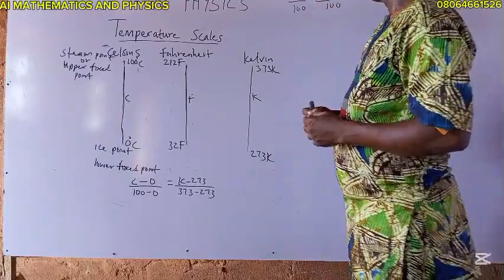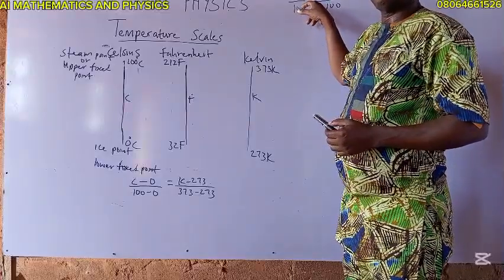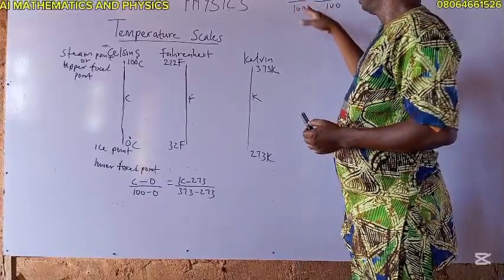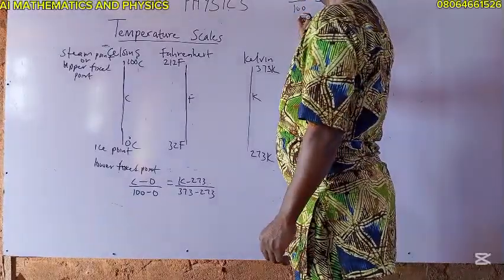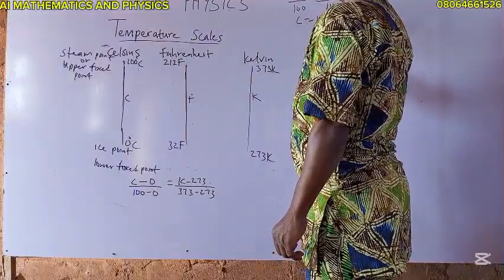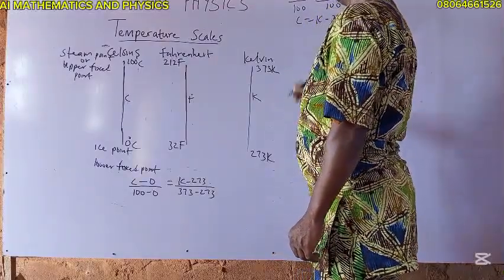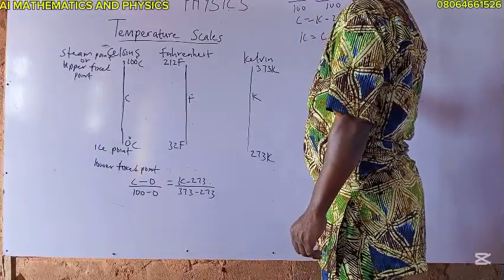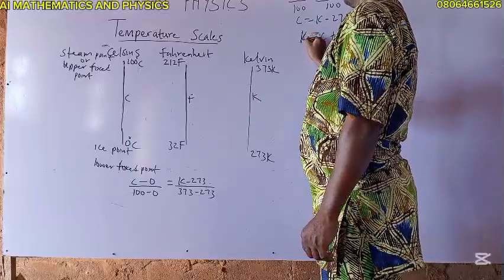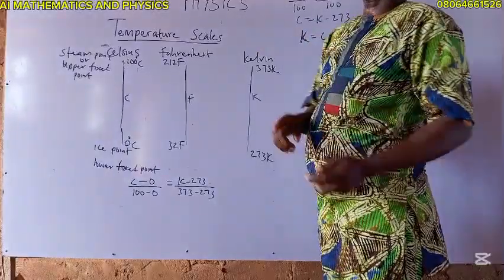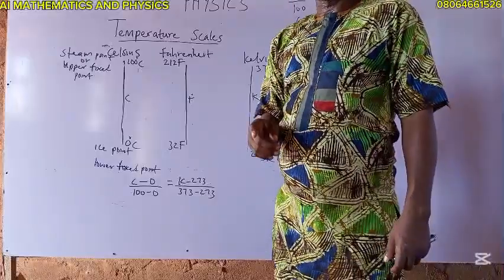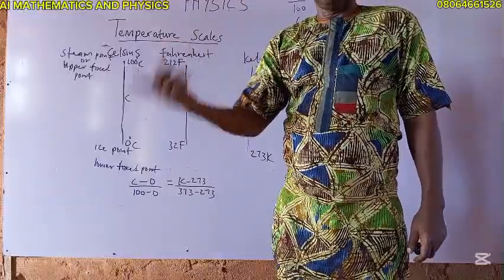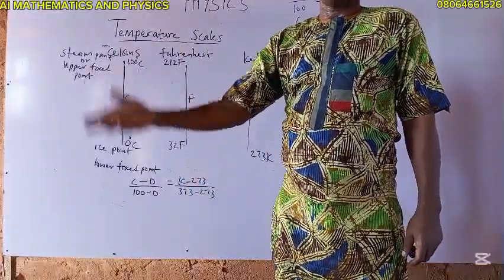In mathematics, if you have an equal sign between two values and they have the same base like this, 100, if you cross multiply, they cancel each other. That C will be equal to K minus 273. When you make K the subject of the formula, you have K equal to C plus 273. That is the reason why, when you are given any value in Celsius, just add 273 to it. You get it in Kelvin, the standard unit for temperature.